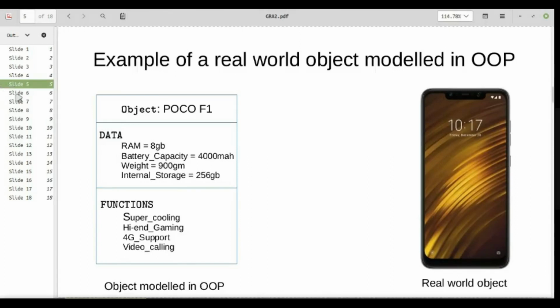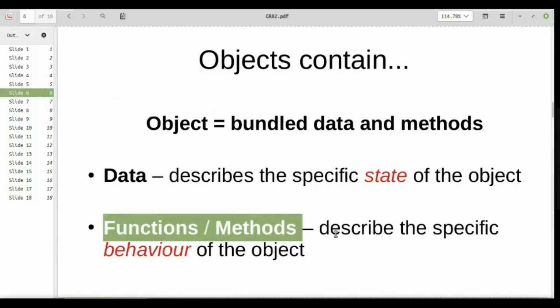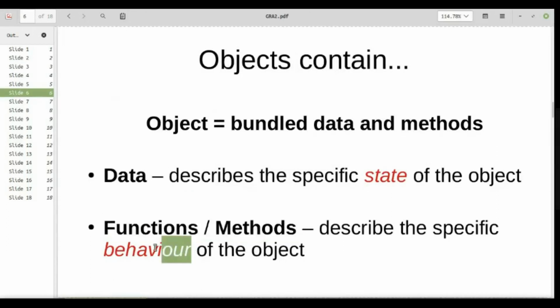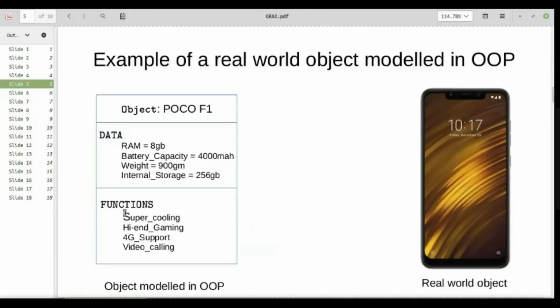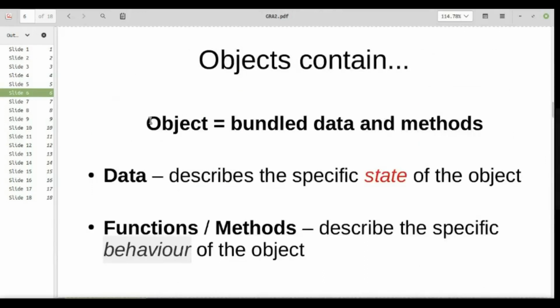And the second thing that we have is the functions or methods which describe the specific behavior of the object, how my object behaves in particular circumstances. For that we can write certain functions. It can have super cooling, it can have 4G support, it can have video calling, and so on and so forth. Please note that these data and functions are not restricted only to these values. It can have many more values, right? Hoping that this part is clear.